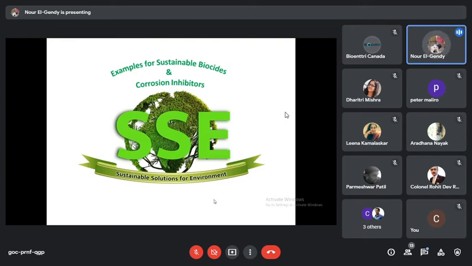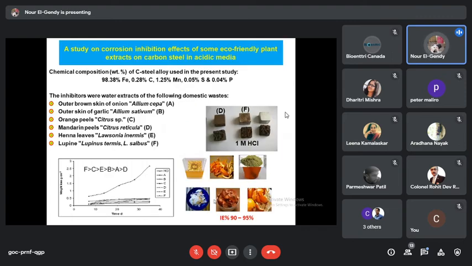Example for another type of sustainable biocides and corrosion inhibitors from the available resources: we have managed to produce, with a simple water extraction process, extracts from the brown skin of onion, the outer skin of garlic, orange peels, mandarin peels, even spent waste henna used in the cosmetic industry, and even the bitter water from lupine pickling. All of these have been used as corrosion inhibitors for carbon steel in 1 molar HCl. As you can see, it has a good efficiency, reaching 90 to 95% corrosion inhibition efficiency.